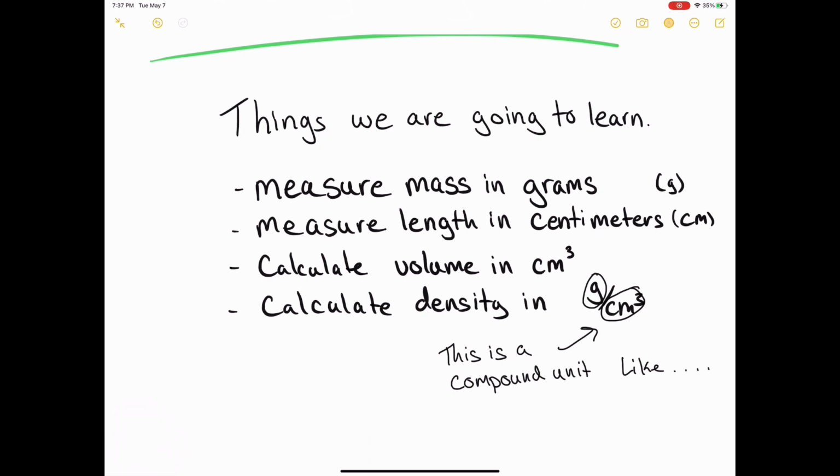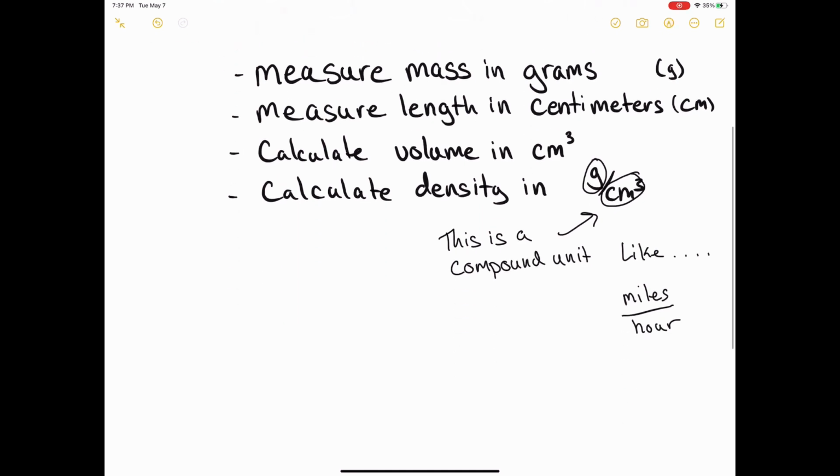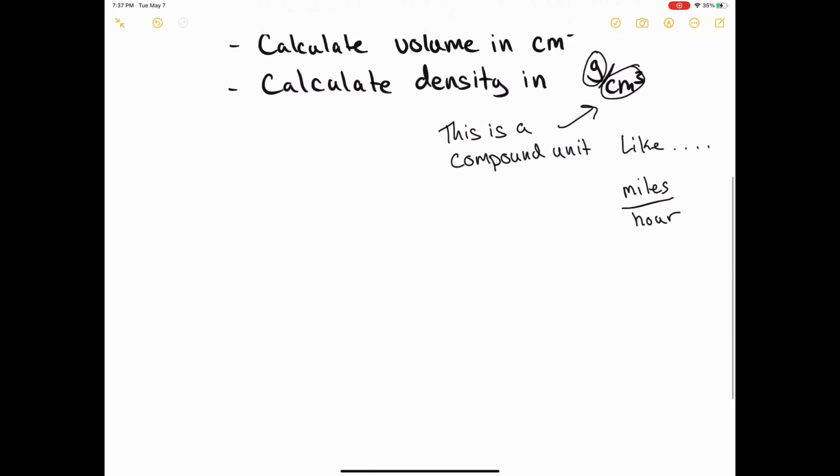Think about it. Write down if you have an idea. Write something down. Something per something. Did you get it? I hope so. Miles per hour, that is another compound unit. A certain number of miles over a certain number of hours.